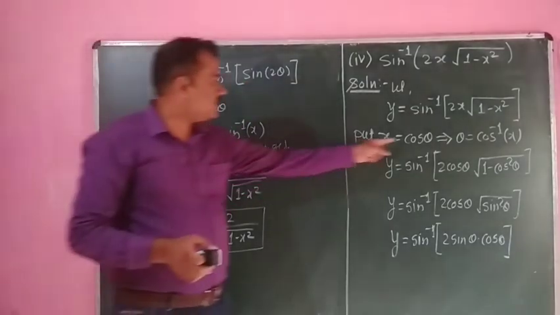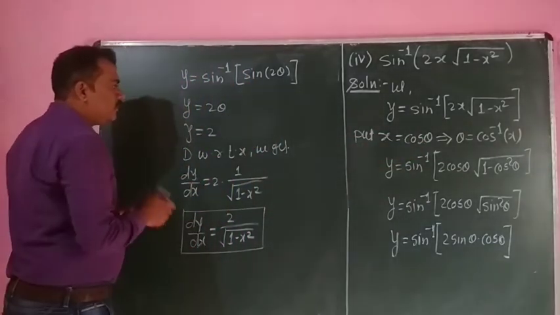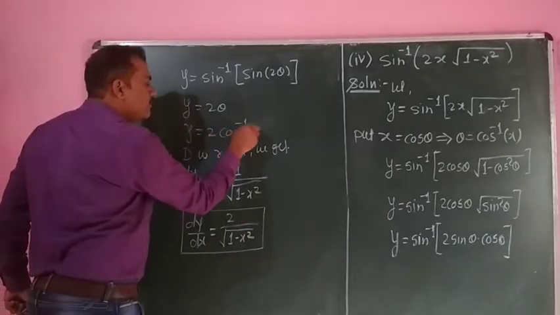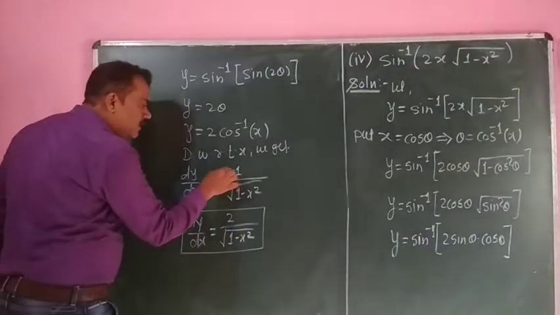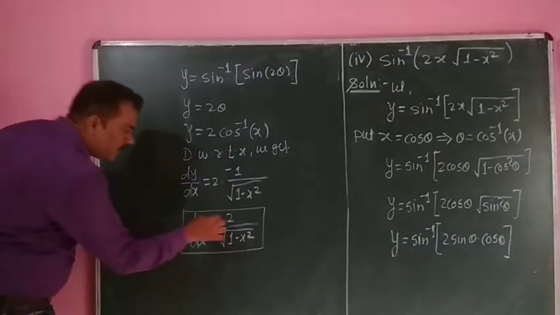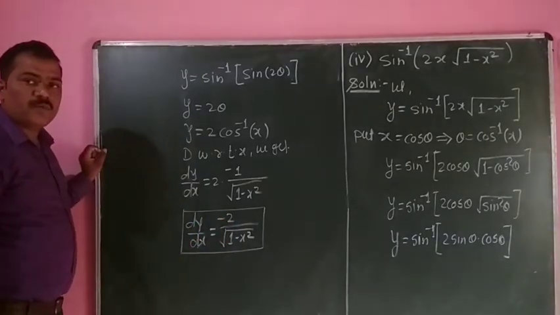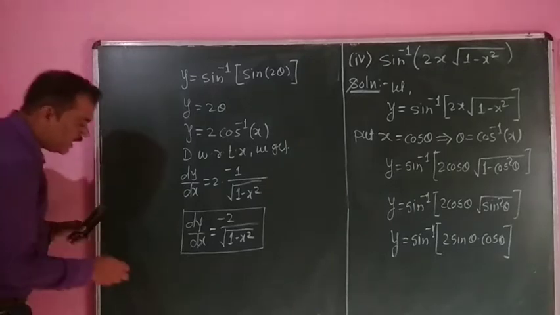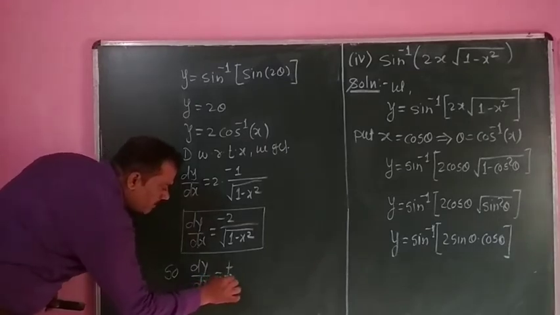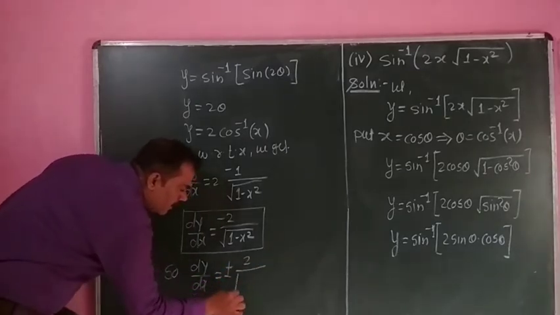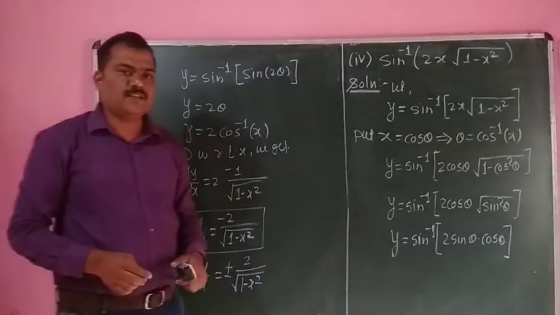But here we put x is equal to cos theta, so theta is equal to cos inverse of x. So here we write 2 times cos inverse of x. 2 is a constant, we take it outside. Derivative of cos inverse of x is nothing but minus 1 upon under square root of 1 minus x square. So we get the answer, dy by dx is equal to minus 2 divided by under square root of 1 minus x square. So we can say that dy by dx is equal to plus minus 2 divided by under square root of 1 minus x square, which is the required answer.